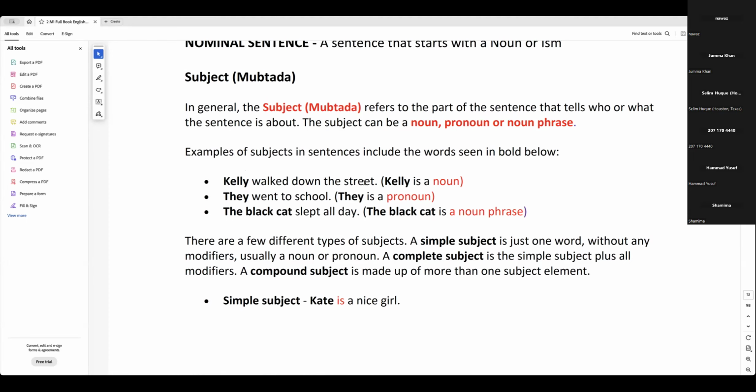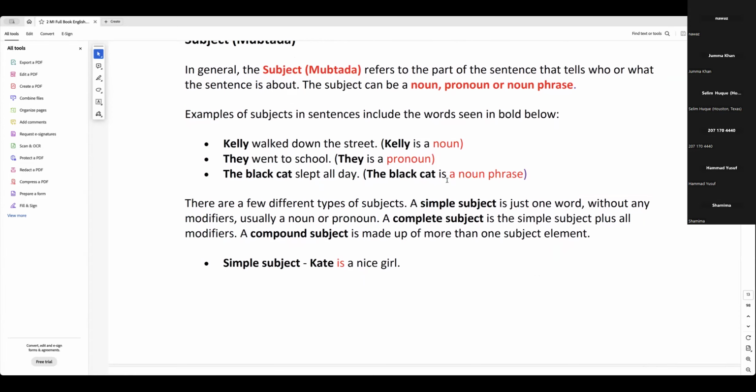Kelly walked down the street. Because Kelly is naturally the name of a person, and we learned in the first lesson that the name of a person, place, object, or an action is a noun. So in Kelly walked down the street, Kelly is a noun. They went to school. They is a pronoun, and it is the 14th damir. The black cat slept all day. The black cat is a noun phrase. It's a kind of small sentence. So now you have identified noun, pronoun, and noun phrase in 3 different examples given below.